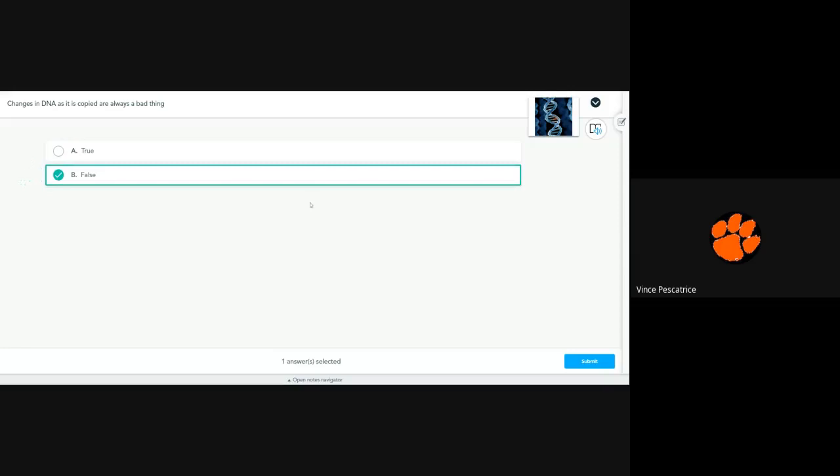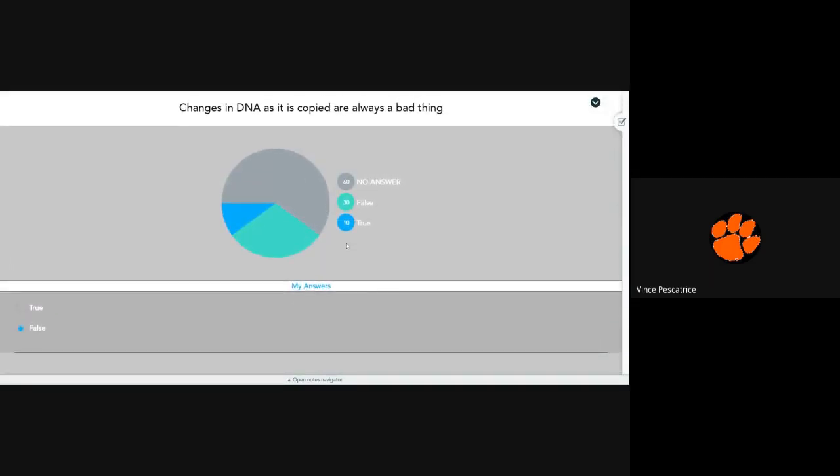So this is false. Not all mutations are bad. All right, not all mutations are bad.